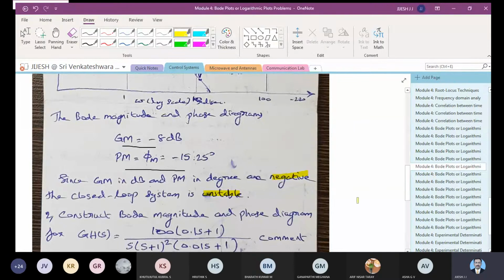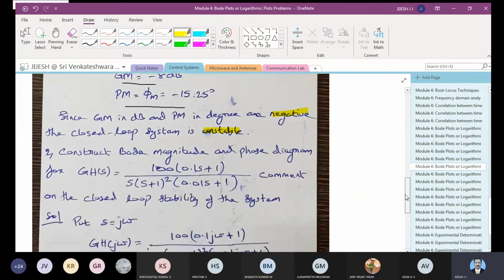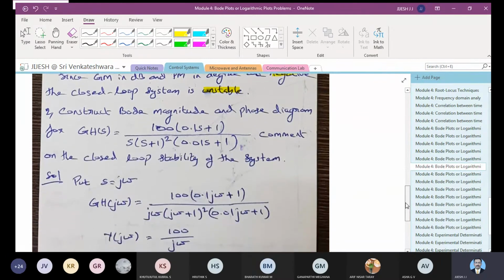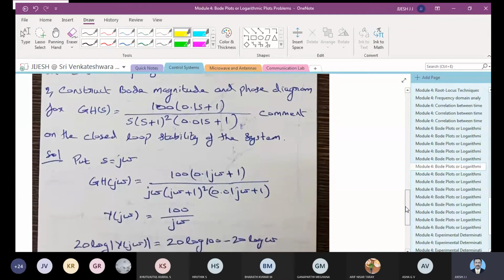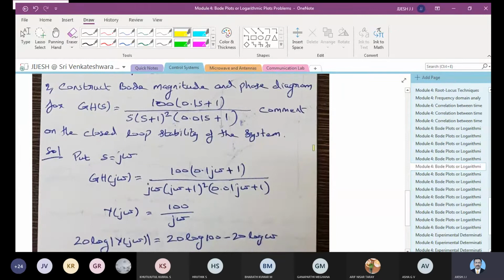Let me take you through another problem. Concentrate properly, this is the second problem. You need to solve it on a semi-log graph sheet. Let me take you through the next problem. Construct the Bode magnitude plot for GH equal to 100 into 0.1 s plus 1 divided by s into (s plus 1) square into 0.01 s plus 1.